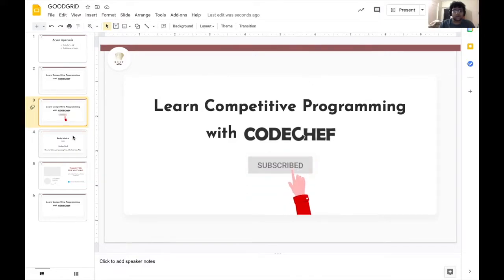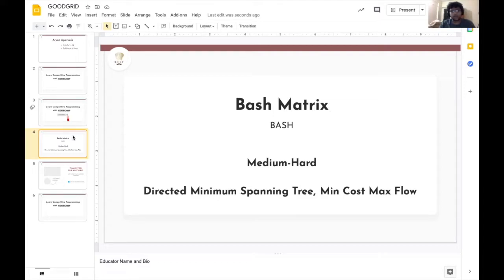Today, we're going to discuss a problem named Bash Matrix, which appeared in the February Long Challenge in 2021. This problem is medium hard and has pretty extreme prerequisites. One of the prerequisites is directed minimum spanning tree, which is a pretty interesting concept. I'll explain the basic idea of directed minimum spanning tree. But the algorithm you need to know for it is called Edmonds algorithm, and it's fairly advanced.